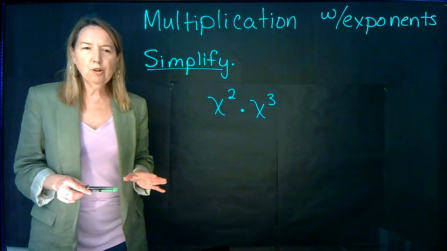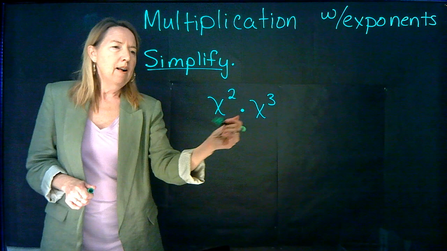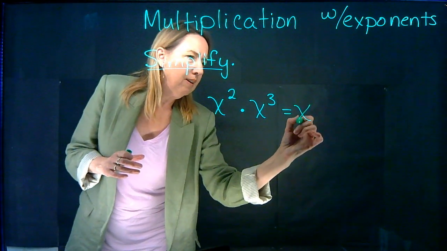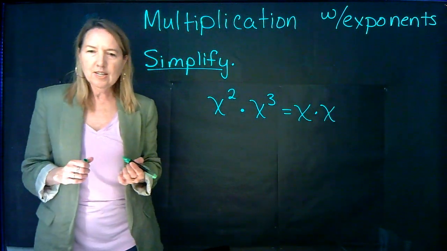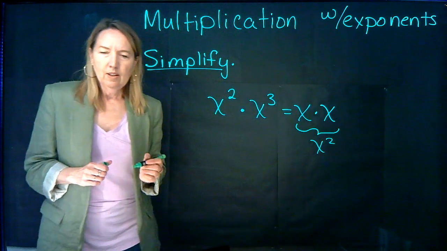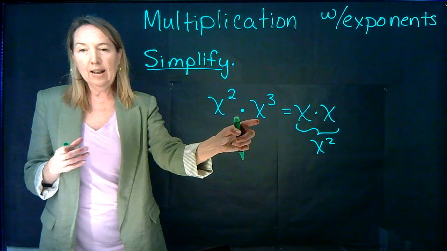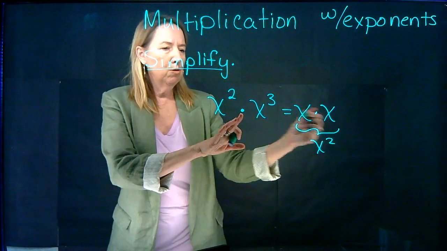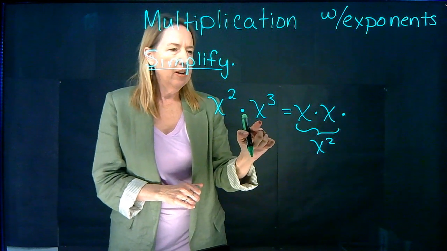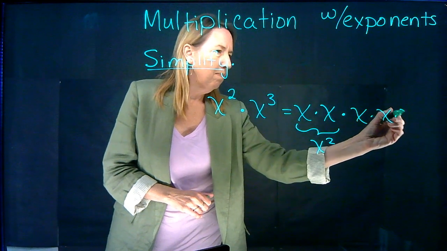Before I show you the shortcut, let me show you what you're doing. I mean, x squared, if you wrote it out, means x times x, right? And then you're asked to multiply it with x to the third, which is x times x times x. So I'm going to take this multiplication symbol and put it there, and then x to the third, I'm going to expand that so we can see it.